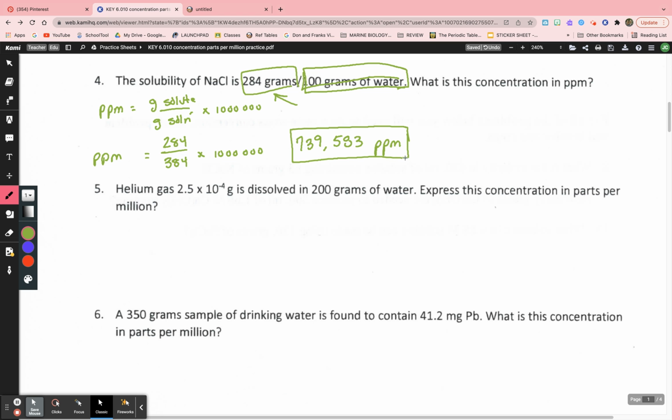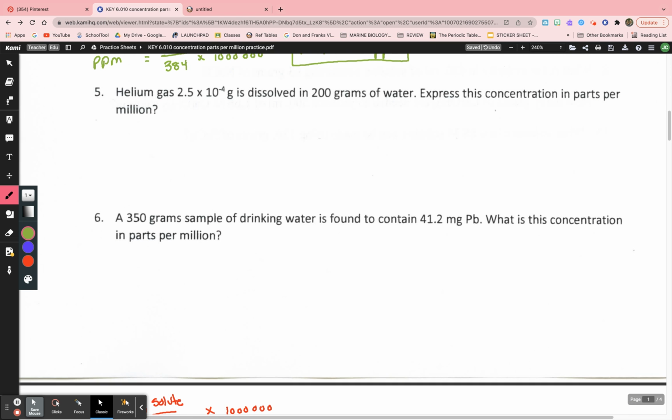Okay, hopefully you're doing this along with me. All right, helium gas. 2.5 times 10 to the negative 4 grams is dissolved in 200 grams of water. If I put this number into everyday notation, that negative 4 means the decimal is going to move 4 places to the left. 1, 2, 3, 4. Put the 5 on there.